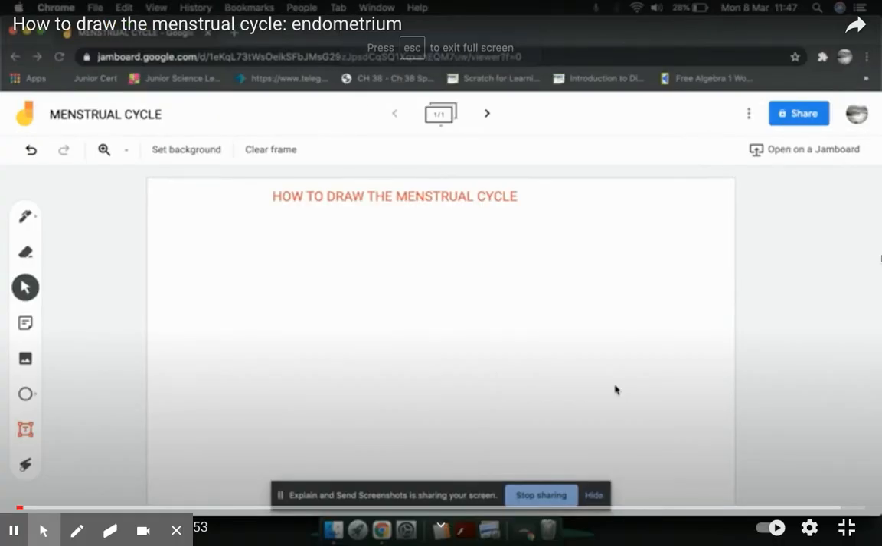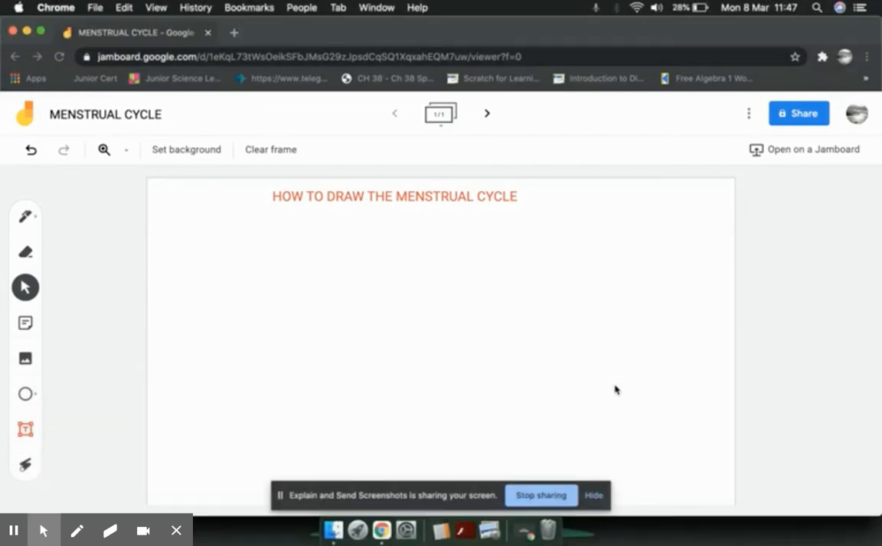Okay, guys, today we are looking at how to draw the menstrual cycle. Now, you're going to see this again in front of you, and really what we're doing here is we're representing a graph of the thickness of the endometrium wall. It's actually very straightforward, but I just wanted to go through it anyway, just to make sure that this is okay for you.